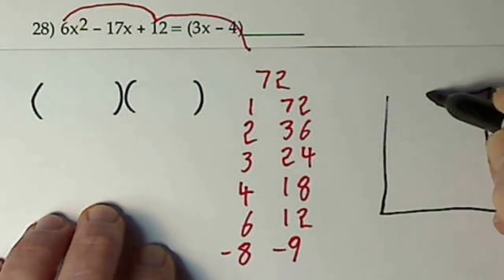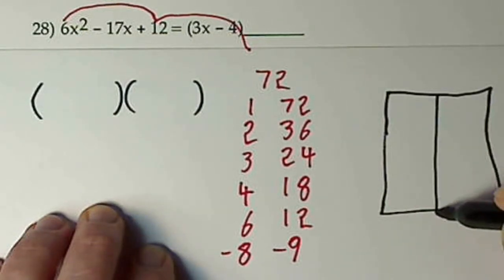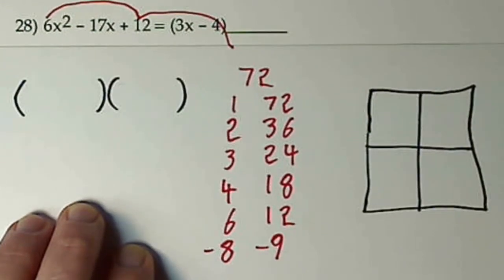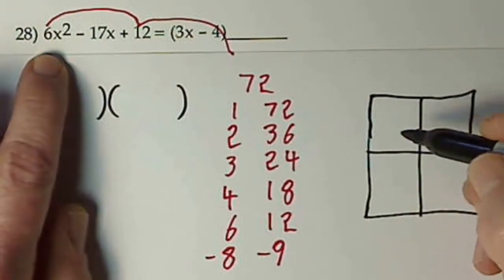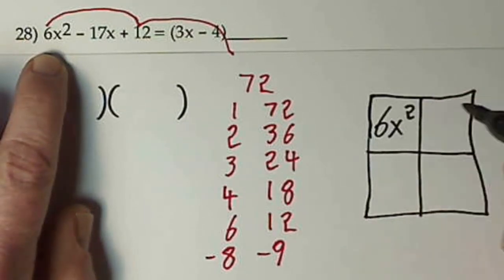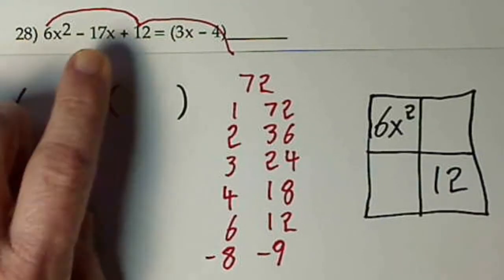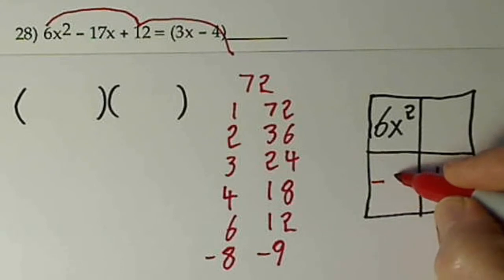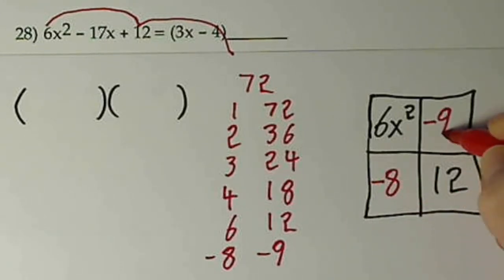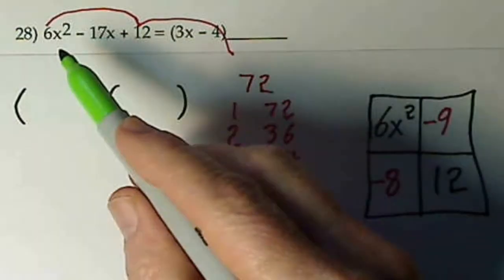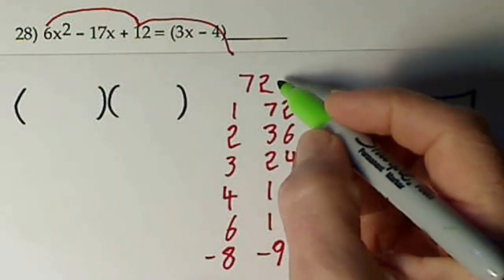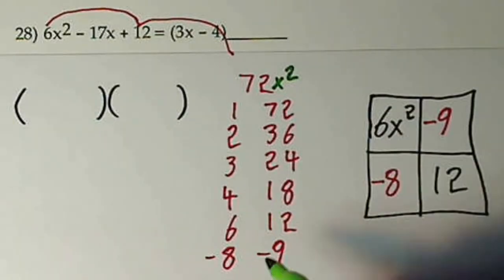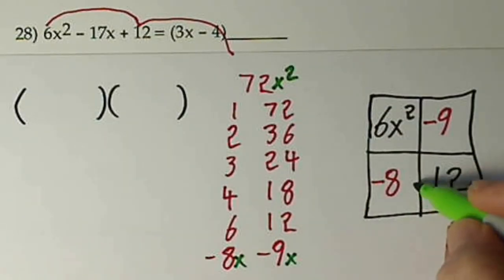nice big box here. Guess I'll slide it over a little bit. There we go. So the first term goes in the first box. The last term goes in the last box. And then these two boxes, that's why you did all this work, to figure out what goes in those two boxes. Okay? So we have negative 8 and a negative 9. And you have to remember to put in whatever variable it is you're working with. This was 6x squared times 12, so that was really 72x squared, which means there's always an x next to each term.